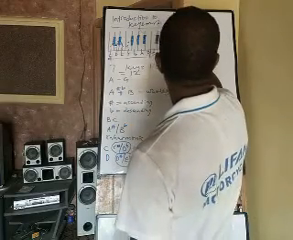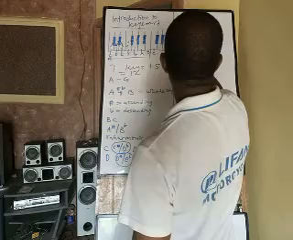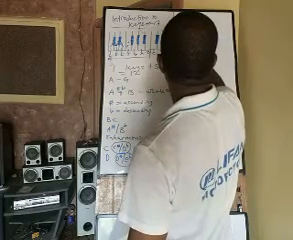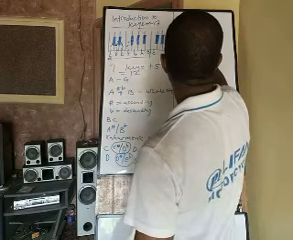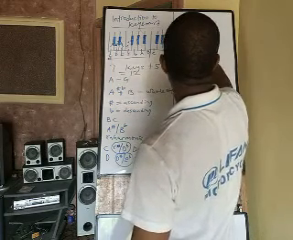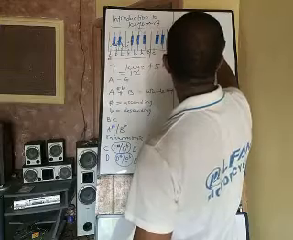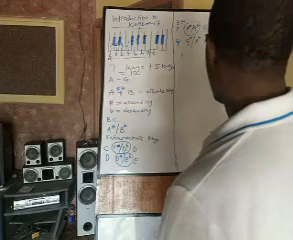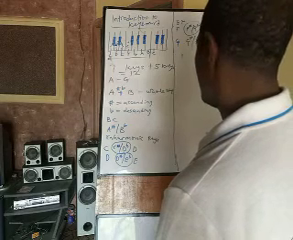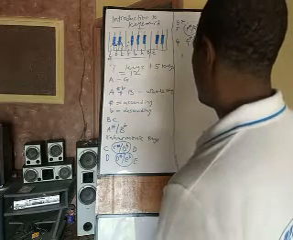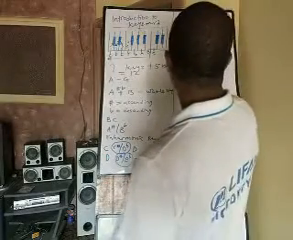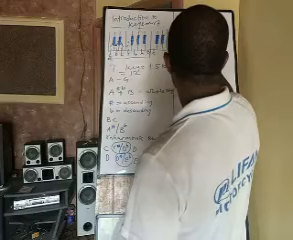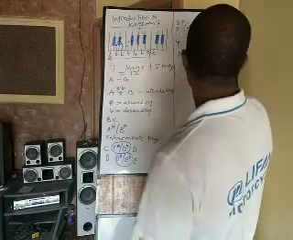Between G and A, we have G sharp or A flat, right? Then we have A. Then between A and B, we have A sharp or B flat, which I said here the other time. Then we have B.